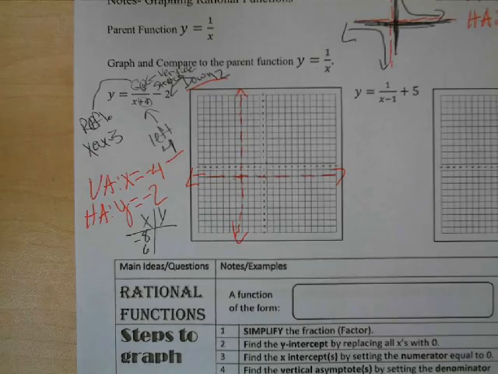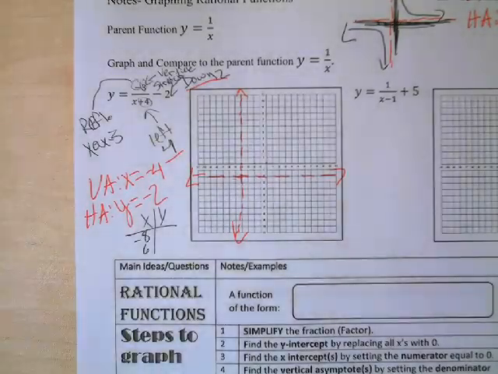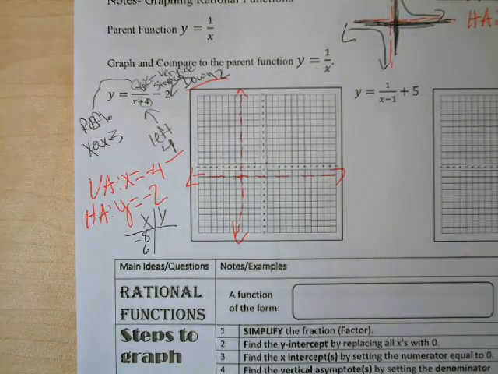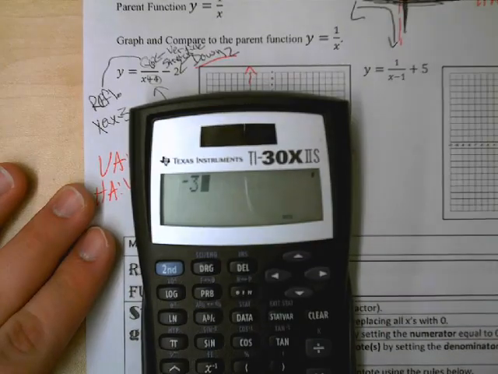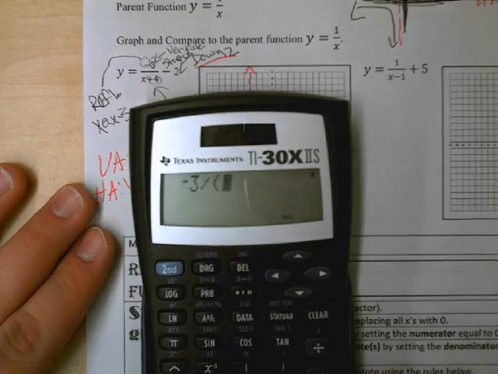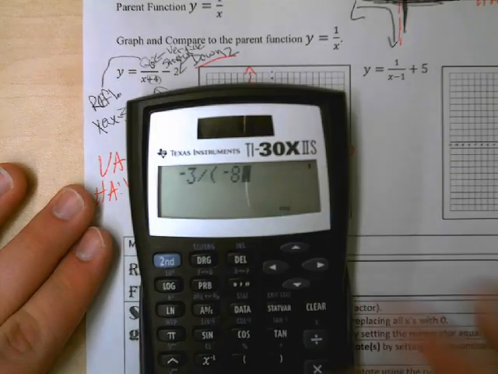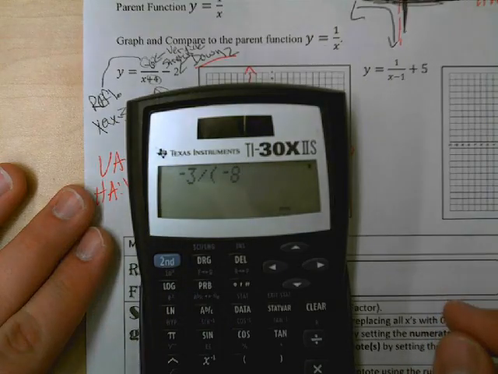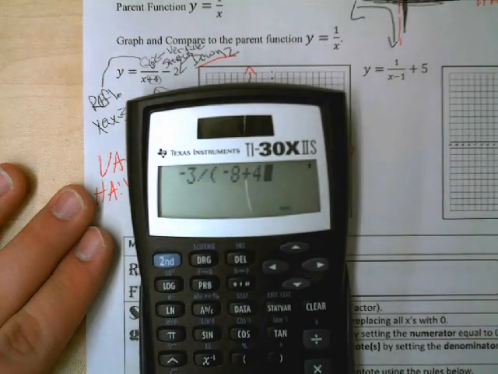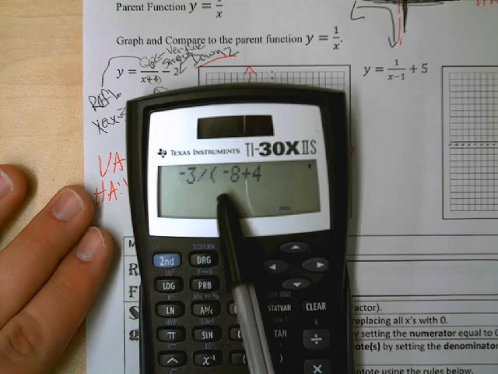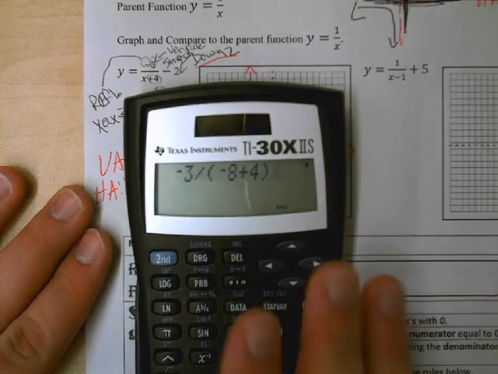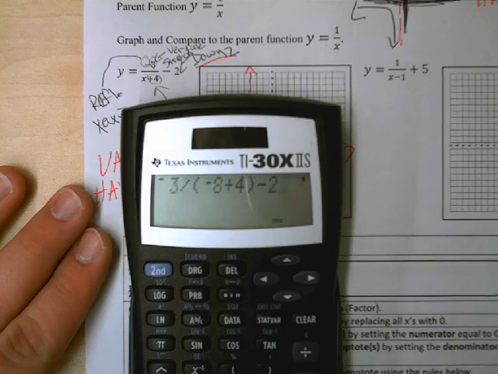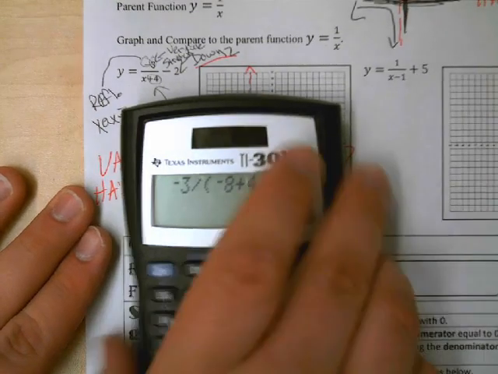So kind of plugging these guys in. I plug in -3 divided by, so x, I'm going to start off with -8. -8 +4. Now the parenthesis here is really important because if you don't have the parenthesis, the calculator will get confused. So you need that there. +4. Now I need to close my parenthesis and -2. And my answer is -1.25.